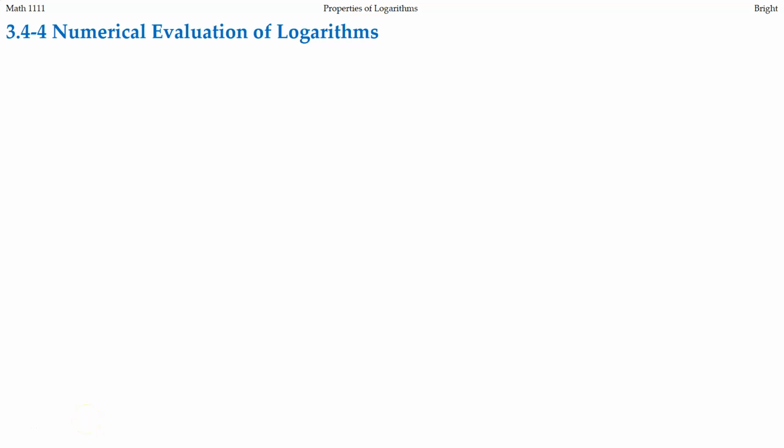Welcome back. So we've talked about log properties, and there's one final one that we really need, but you need to apply it carefully, mainly because students like to use this one a lot and they use it incorrectly.